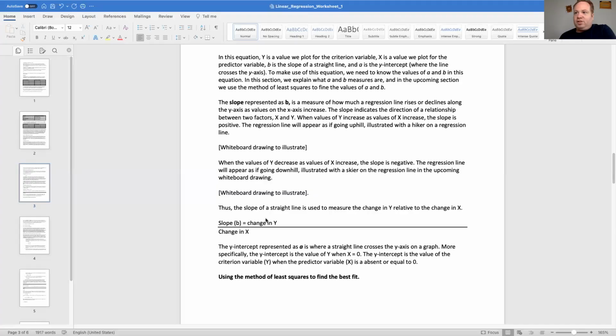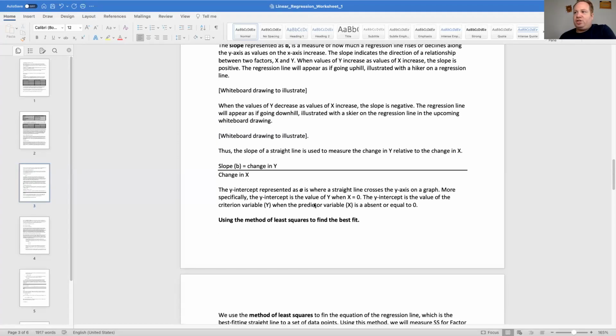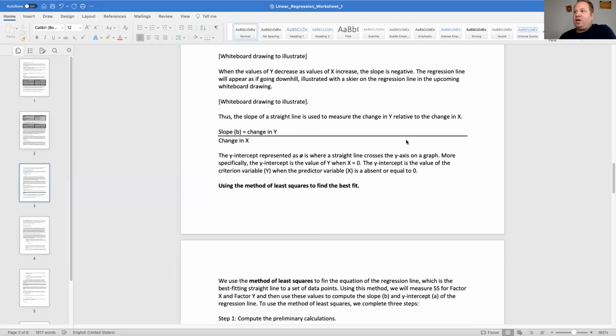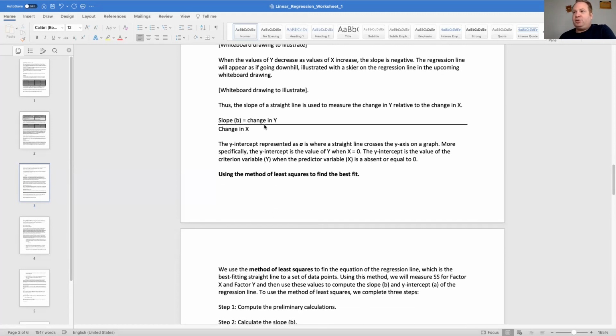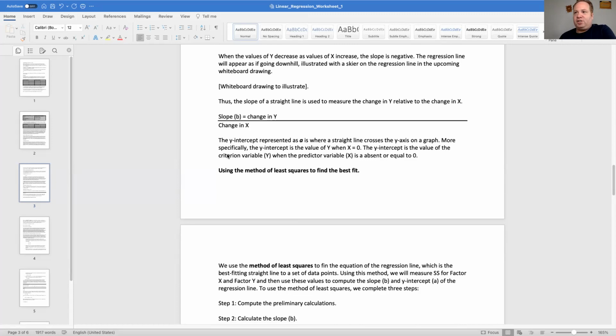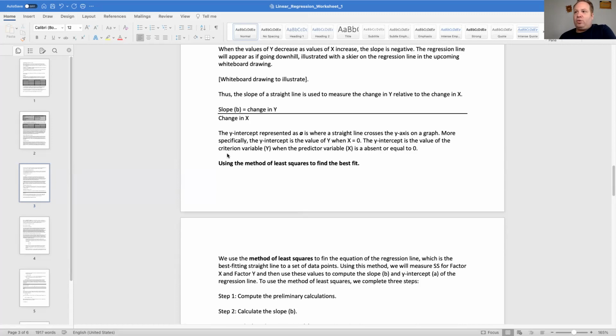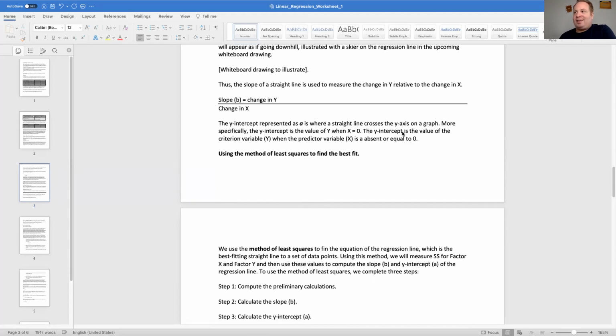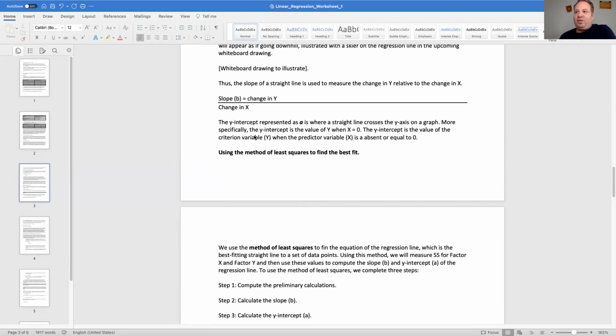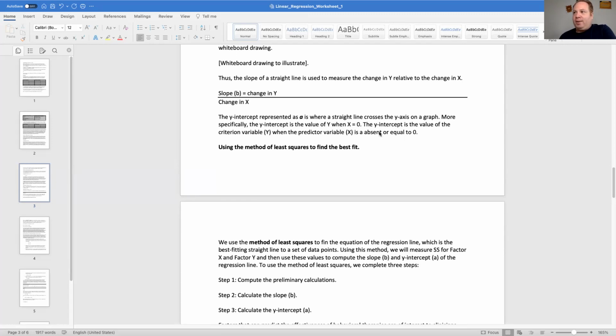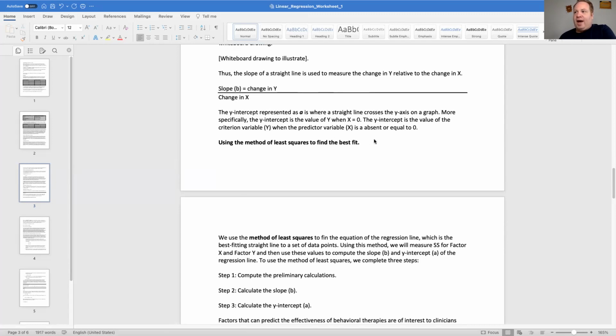Thus, if we go back to our desktop here, the slope of a straight line is used to measure the change in y relative to the change in x. So the slope b is equal to the change in y divided by the change in x. The y-intercept is represented as a, where the straight line crosses the y-axis on a graph. More specifically, the y-intercept is the value of y when x is equal to 0. The y-intercept is the value of the criterion variable y when the predictor variable x is absent or equal to 0.